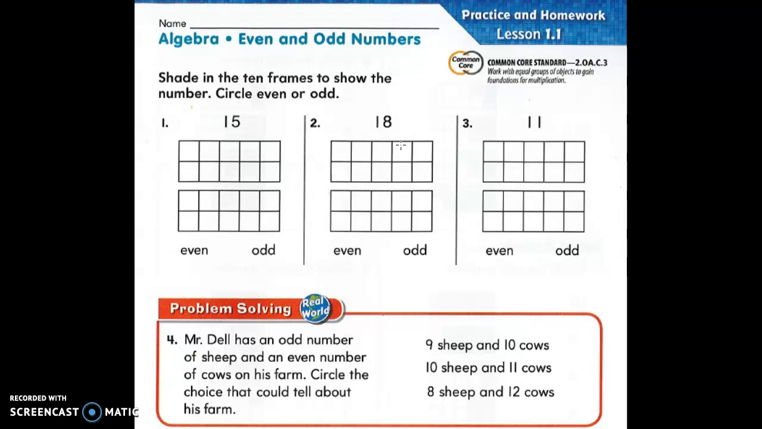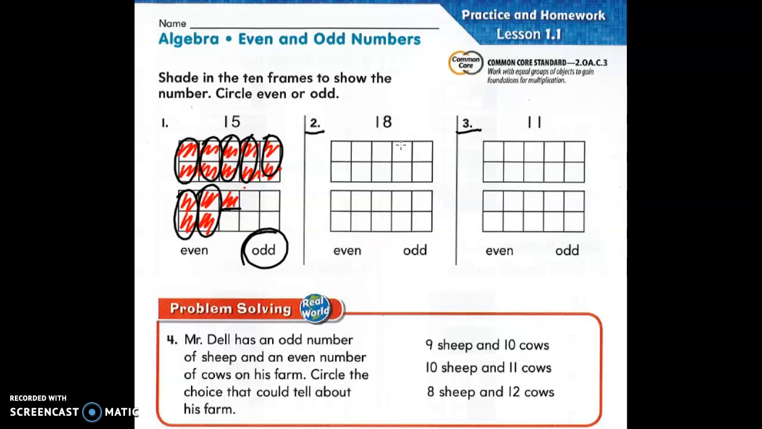Just kidding. So I'm going to shade in the 10 frames to show 15. So 1, 2, 3, 4, 5, 6, 7, 8, 9, 10, 11, 12, 13, 14, 15. I could pair them up if I want: 2, 4, 6, 8, 10, 12, 14, and then there's this one left out. So that means, what kind of number is it? Odd. Okay, you're going to do the same thing for number 2 and number 3.